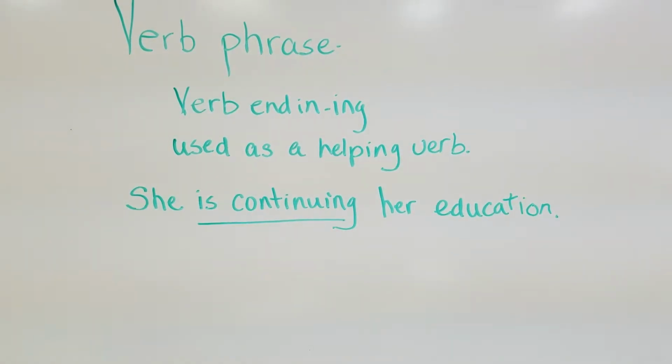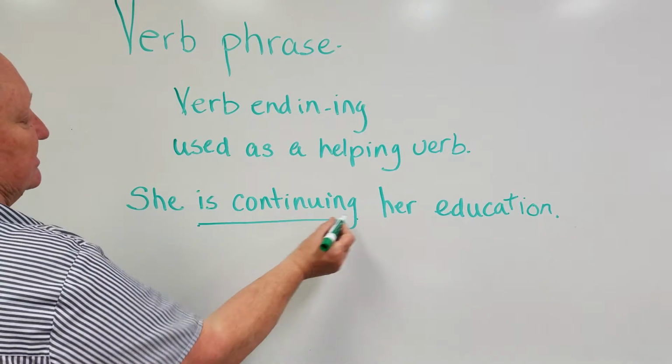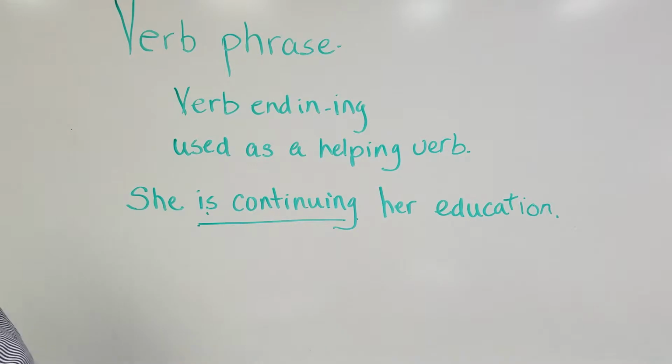Then we have a verb phrase. A verb phrase is just talking about the verb of the sentence, but it's paired with the helping verb. So the definition: verb ending in ing used as a helping verb. Example here: she is continuing her education. This is a verb phrase because it has a helping verb with it and ends in ing. All right? Not to be confused with your verbals that end in ing. This is the actual verb that is the verb of the sentence. It tells what she is doing.